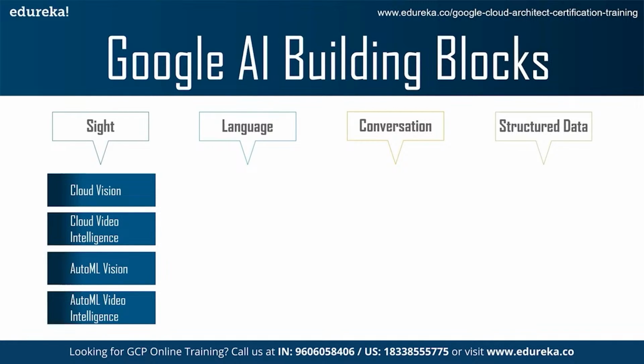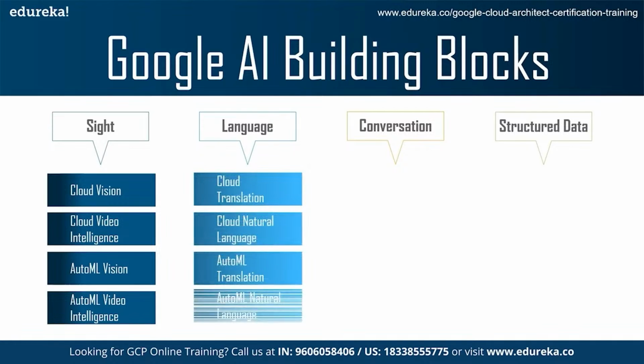The second category is language. Under language, the first product is Cloud Translate, which helps you convert one particular language to another. Suppose you have something written in Japanese, you can feed that into Cloud Translate and it can get converted into English or any other language of your choice.